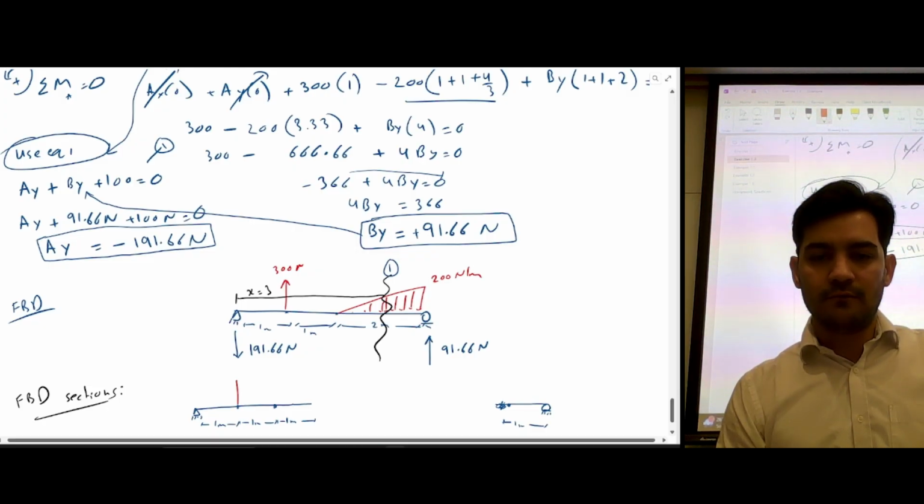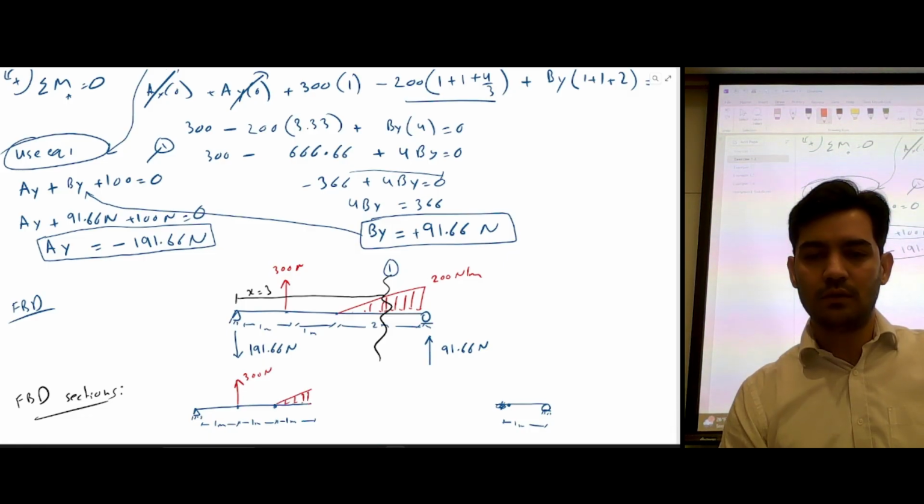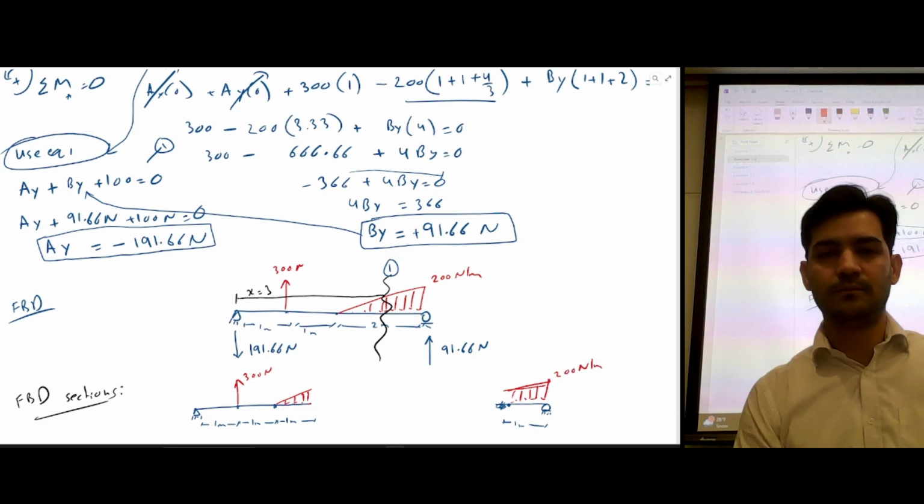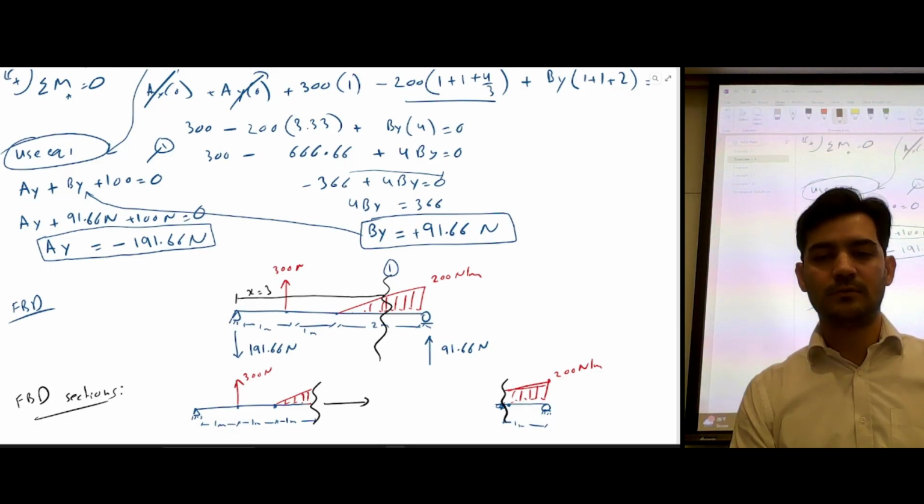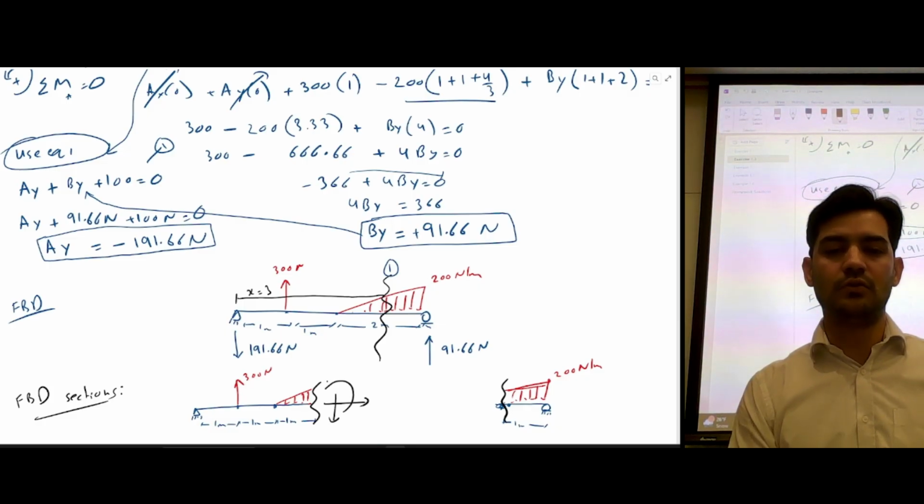So we know we have a load here, which is 300 Newton. We know we have an increasing load here, which is, this point is 200 Newton per meter. And we have a section cut here. So if you cut a section, you're going to expose internal loads.